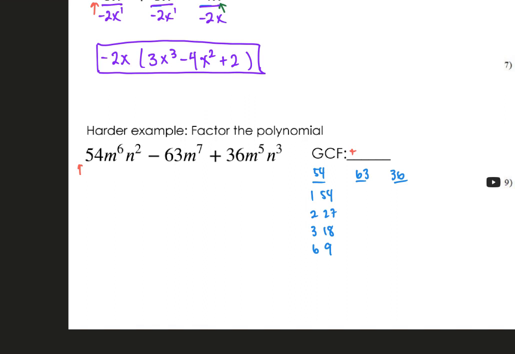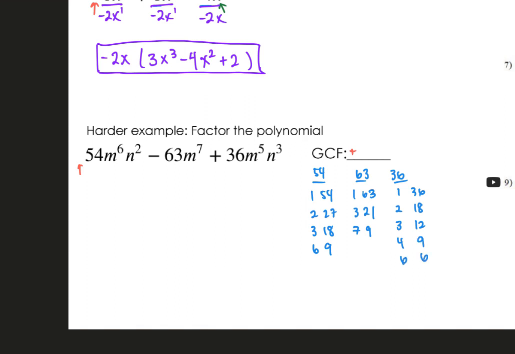Now we're going to do the same thing with 63. So 1 and 63. 2 doesn't go in. 63 divided by 3 is 21, so 3 and 21. Divided by 4 is a decimal. 5 doesn't go in. 6 doesn't. 7 and 9, and I believe that's it. And then my factors of 36: 1 and 36, 2 and 18, 3 and 12, 4 and 9, and then 6 and 6.